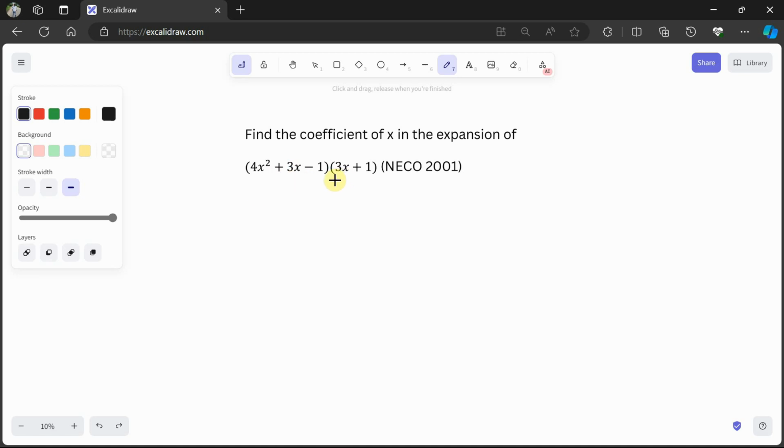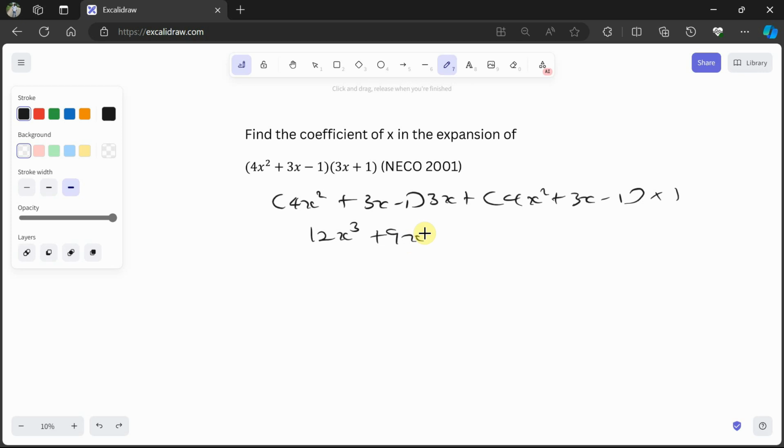I'll repeat the first guy, which is 4x squared plus 3x minus 1, and this will be 4x squared plus 3x minus 1, and then I'll spread over the second guy. Because it's to the right, that'll be 3x, then plus this guy, which will multiply 1. So 4x squared times 3x will give me 12x cubed. 3x times 3x will give me plus 9x squared. Minus 1 times 3x will give me minus 3x. So that's from the first guy.